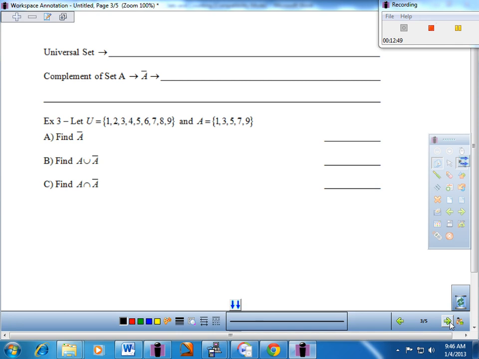Okay, so let's see. I have the universal set, which we'll see just when we start to look at this a little more visually. So a universal set is the set consisting of all objects we wish to consider. So it's basically your starting point, essentially. Everything we want to consider is in the universal set. So a set consisting of all objects we wish to consider.